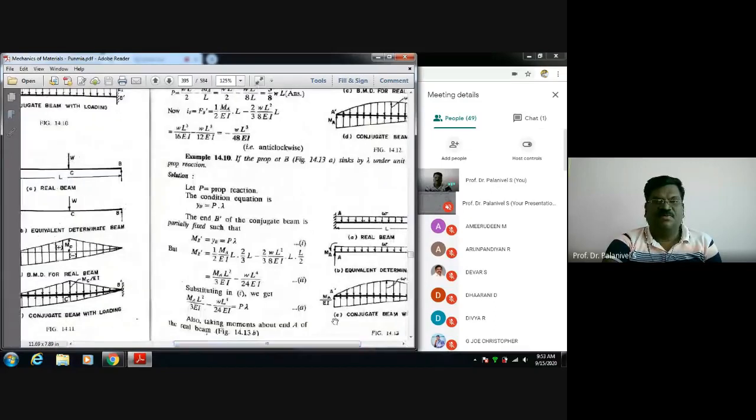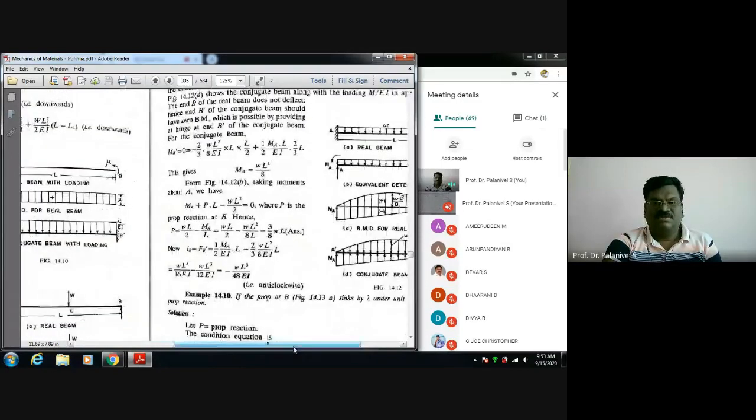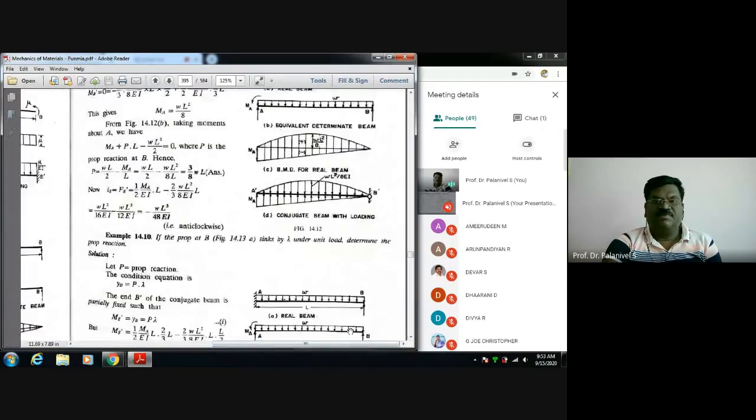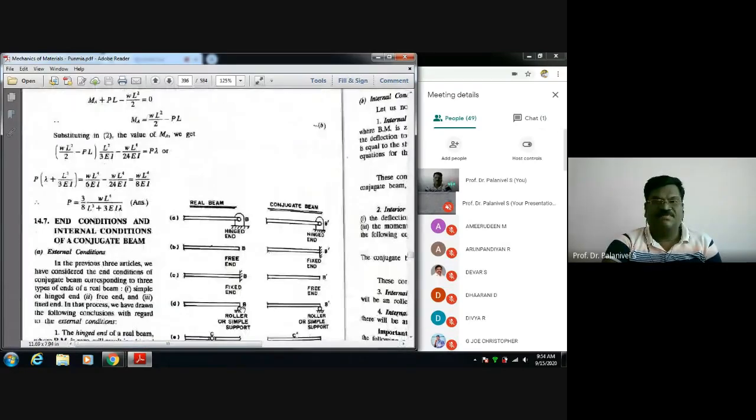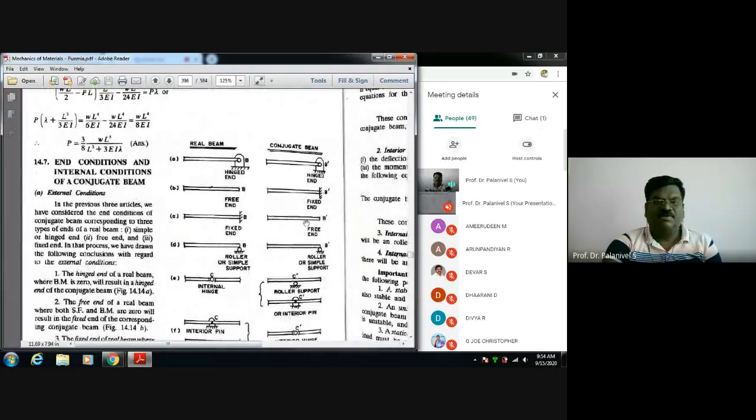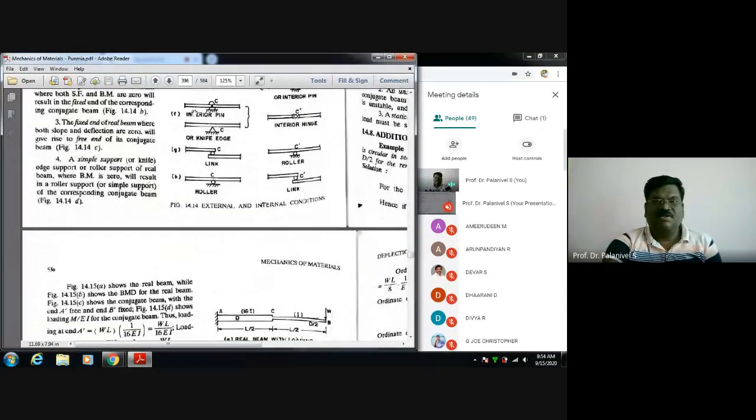They are not necessary for you because we have already seen this one. Like that, the author has discussed some other cases and given the end conditions, how it converts. Normally they're not necessary. Actually, it is given here: fixed end becomes free end, and free end becomes fixed end in a cantilever.